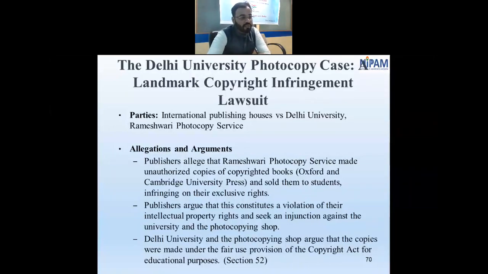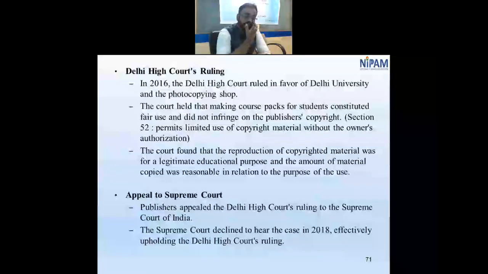Section 52 of the Copyright Act allows free use of copyrighted material for educational purposes. On the basis of this section, Delhi University and the photocopying shop made an argument in front of the Delhi High Court. In 2016, the Delhi High Court ruled in favor of Delhi University and the photocopy shop. The case was again taken up to the Supreme Court later on. The Supreme Court declined to hear the case, and effectively the case was withdrawn.